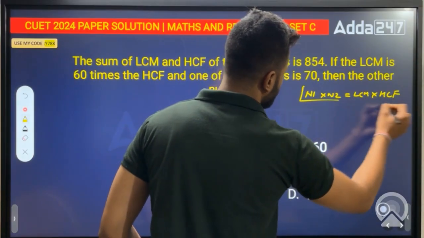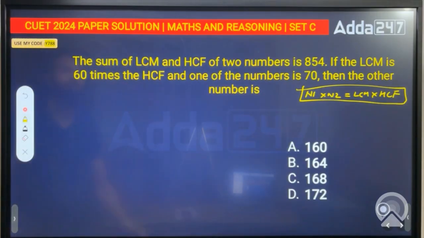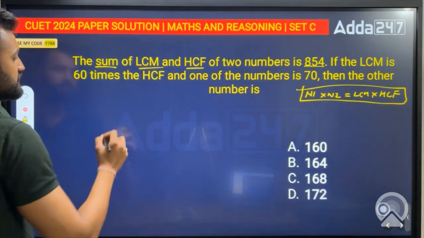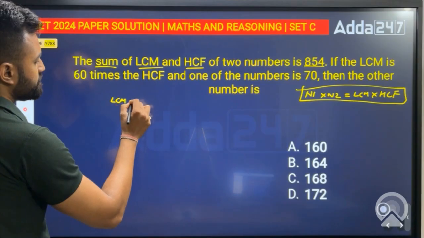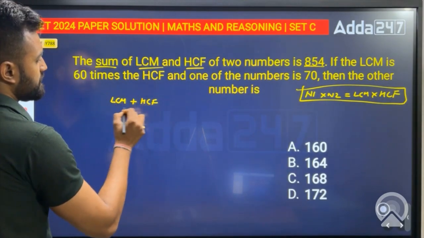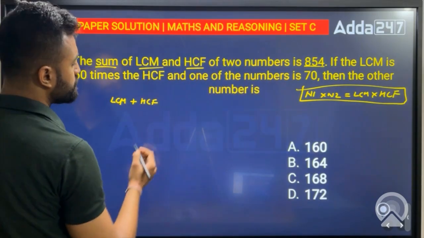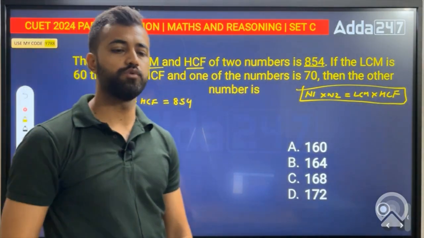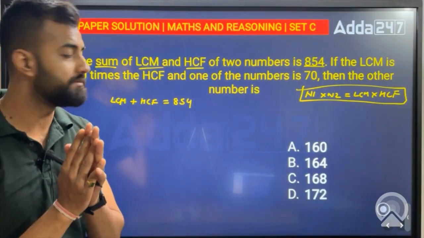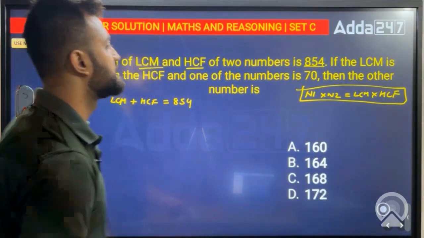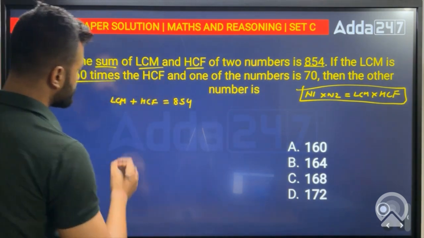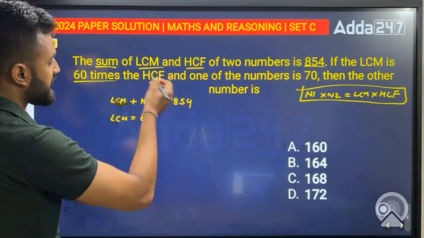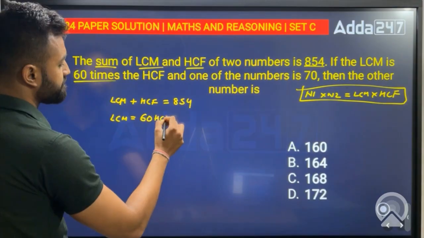Now, based on this rule, we can find this particular question's answer. See what's given. The sum of LCM and HCF of two numbers is 854. There are two numbers whose LCM and HCF, when I add them up, give 854. Next, the LCM is 60 times the HCF, that means 60 multiplied by HCF, so I can write 60 HCF.